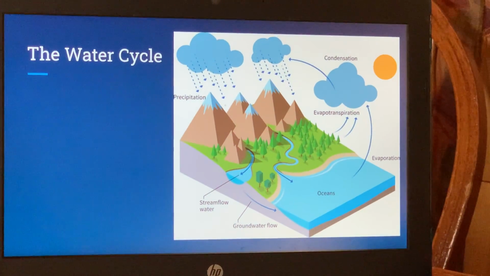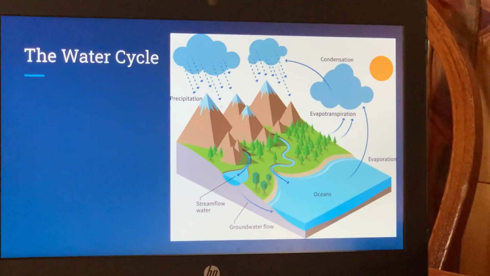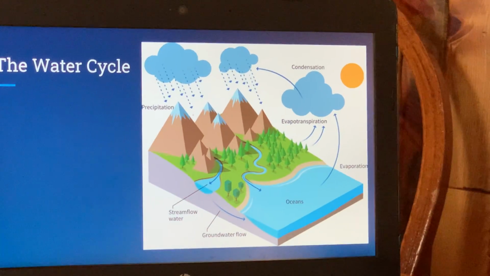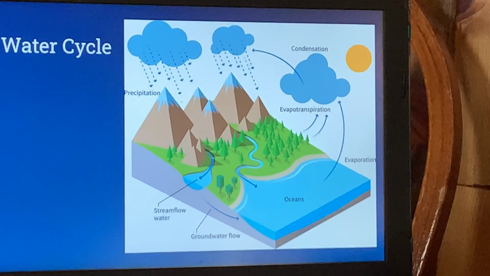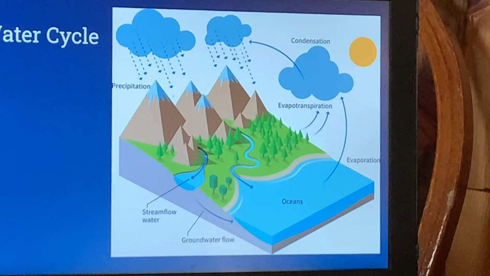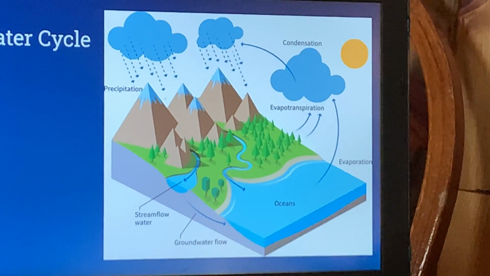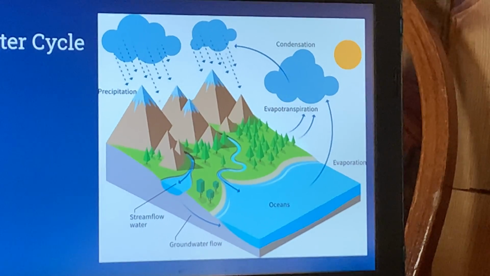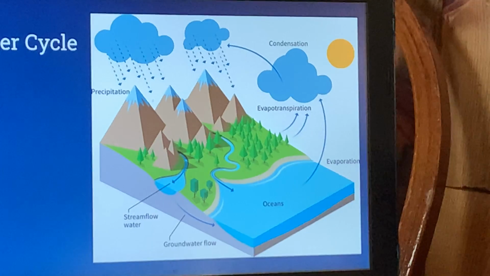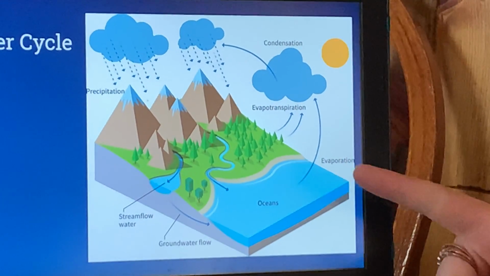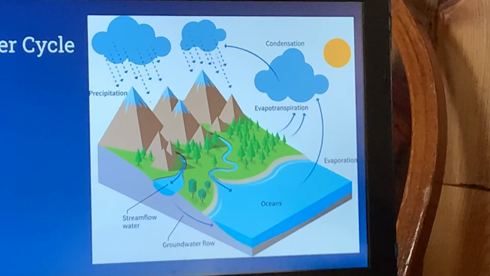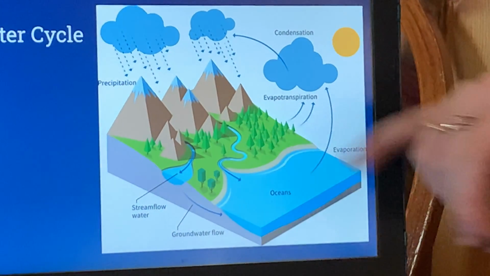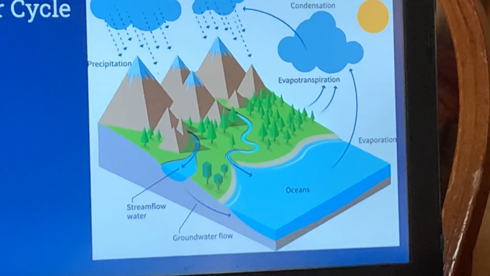So first of all, we have the water cycle. The water cycle continuously moves water throughout the atmosphere and around Earth. It has three main steps of evaporation, condensation, and precipitation. And this continuous cycle makes water, and therefore hydropower, a renewable energy source. As you can see, we just have a little picture of the water cycle, and you have evaporation, condensation, and precipitation, which are the three main steps.